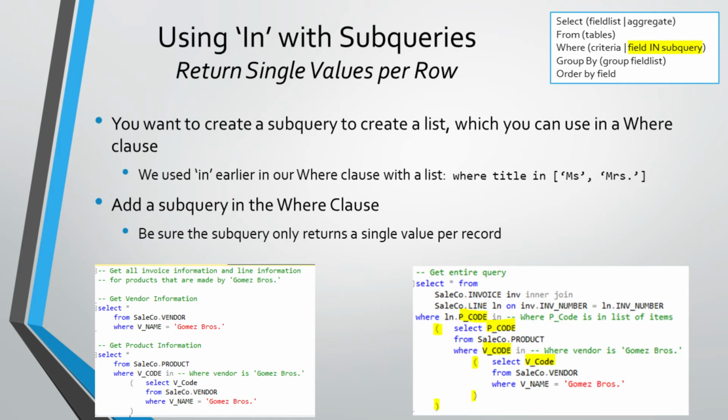Once I get that, I can make my nested subquery, which is the bigger one over on the right-hand side, where I want to say, give me all of the information from the invoice and the line items where my product code is in select product code from product, where my vendor code is from Gomez Brothers. So this way I've been able to do two subqueries to be able to use the in clause twice, both all of the products with a vendor that's in this group and all of the invoices that have a product code that is in this group.